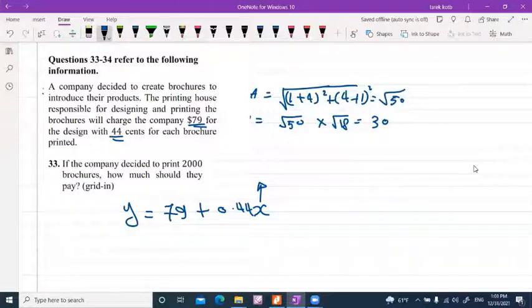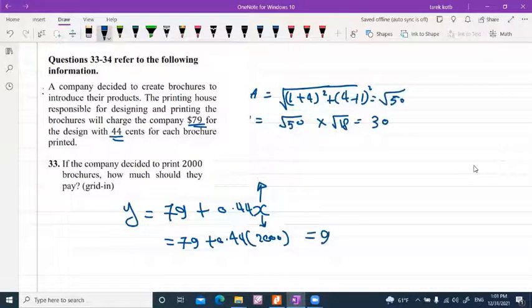If the company decides to print 2000 brochures, replace x by 2000. So it will be 79 plus 0.44 times 2000. That will give me 959. This is the cost of printing 2000. How much should they pay? They should pay 959.